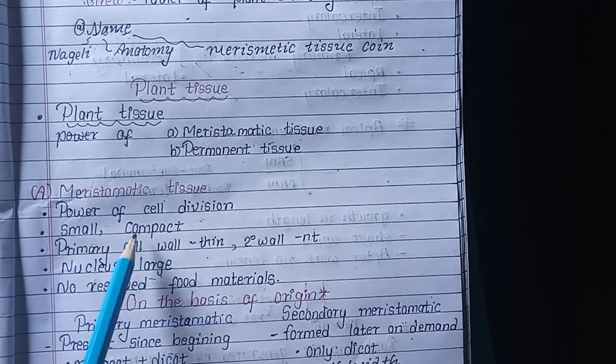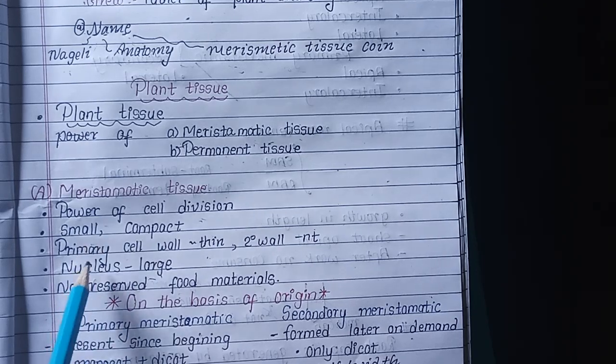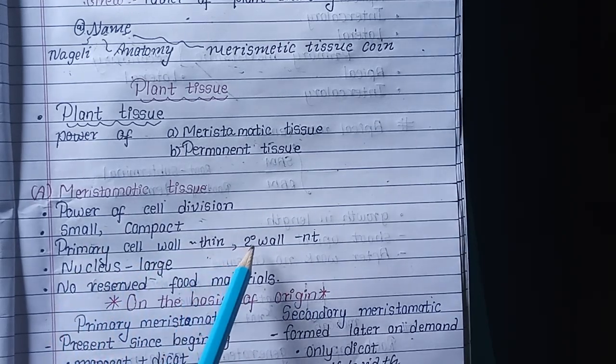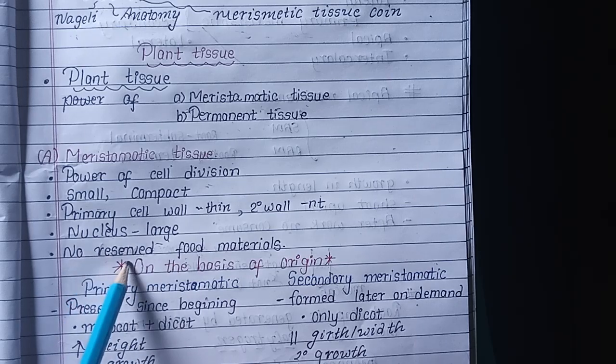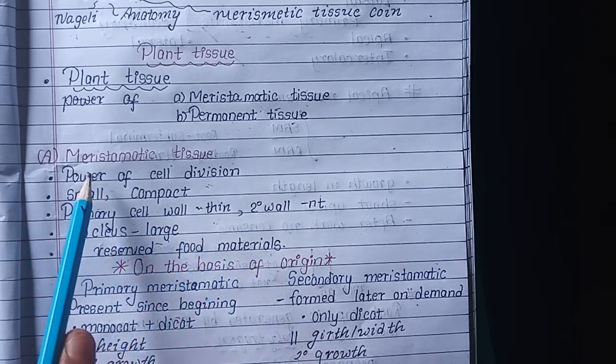The cells are small, very small, and compact. The primary cell wall is very thin. The secondary wall is absent. The nucleus is at the center and it is very large. No reserve food material is found in meristematic tissue.